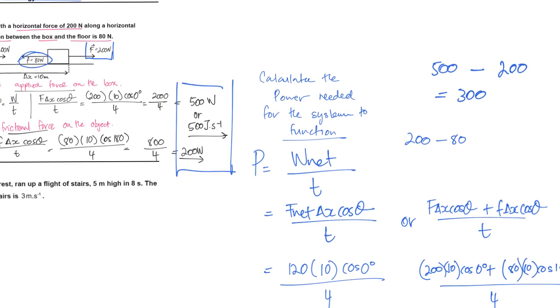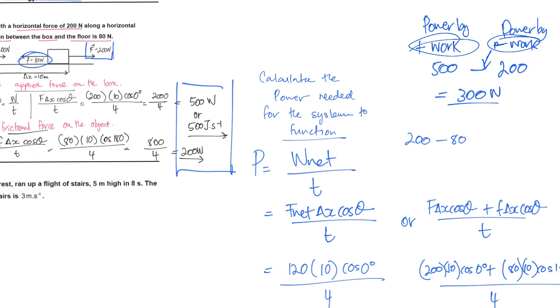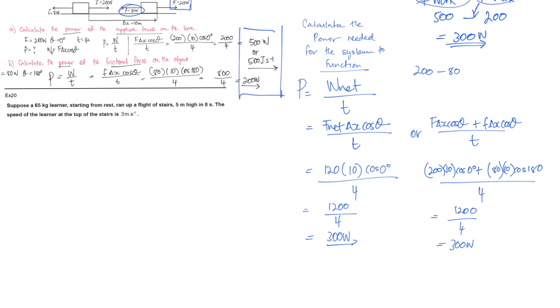My 500 is power by positive work. My 200 is power by negative work. And that's how I could use that as a minus sum and get 300 watts to get the system to function.